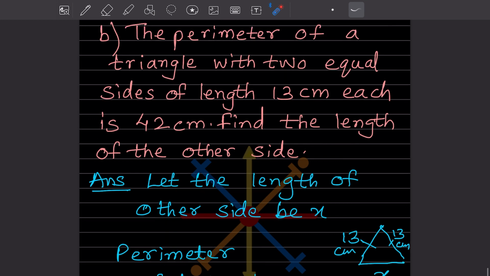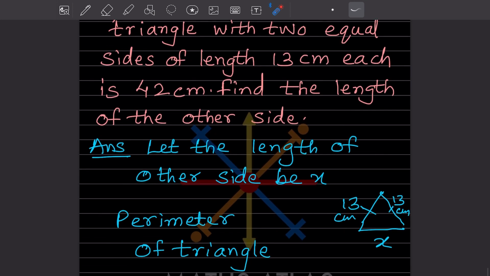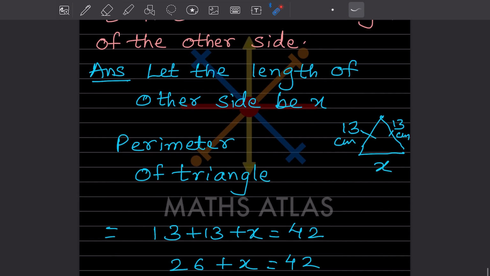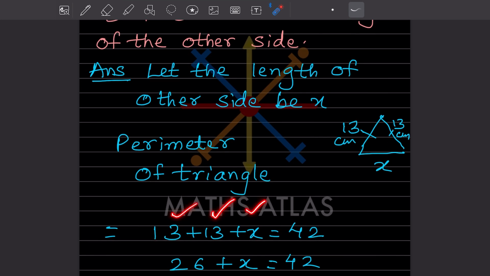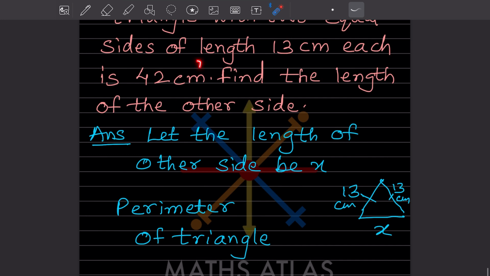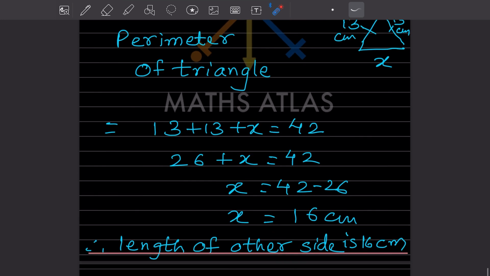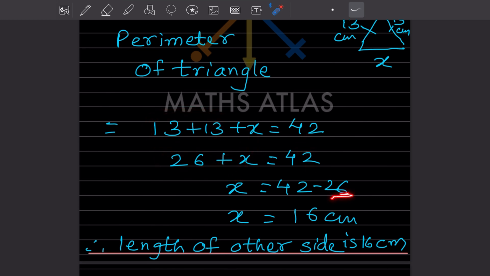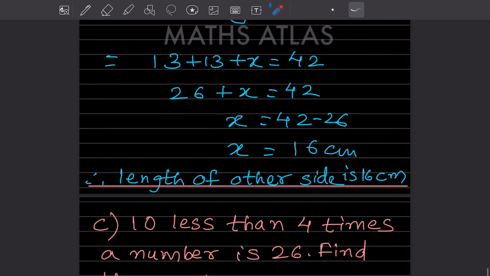Now they said perimeter. Perimeter means the sum of all sides. So we are going to add all three sides. The perimeter of the triangle will be 13 plus 13 plus x, and it's given as 42, so it is equal to 42. Now 13 plus 13 is 26. So x will be 42, and if 26 goes to the other side, it is going to be minus 26. So x is 16 centimeter. So the length of the other side is 16 centimeter.